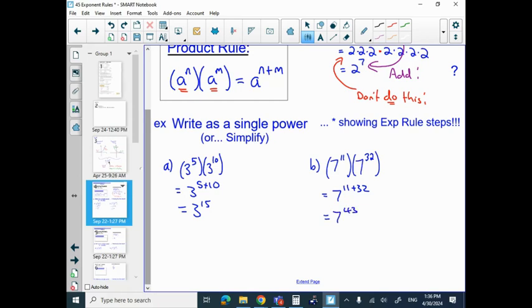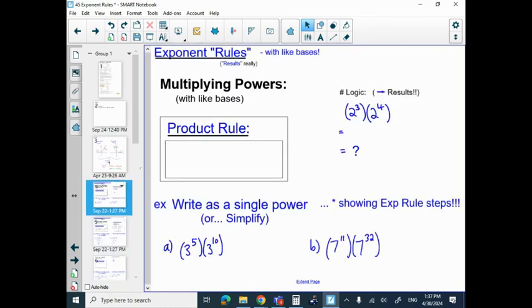Okay? And it's not about evaluating here. We're just writing as a single power, or what's often referred to as just simplify. So this is a single power or a simplified version of what we started with. Okay, so that's the power product rule, sorry.